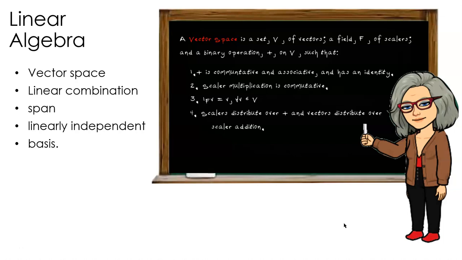In this video, I'm going to go over what is a vector space, what is a linear combination of vectors, what is the span of vectors, what does it mean for vectors to be linearly independent, and what is the basis for a vector space.